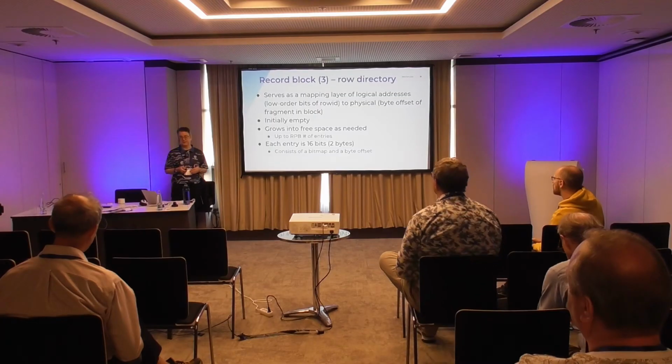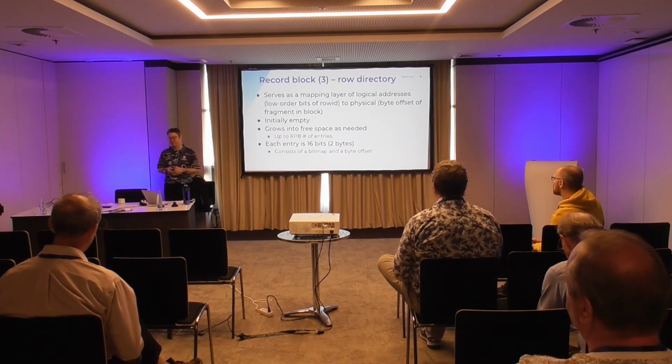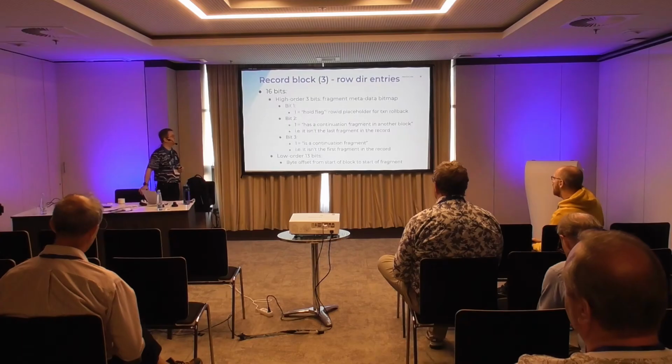So this is a dynamic structure. It grows on demand, as we saw, and it starts out at 0 entries and grows up to RPB number of entries. Each entry is 2 bytes long, and now we're going to look at what makes up that entry. It consists of a 3-bit bitmap and a byte offset.